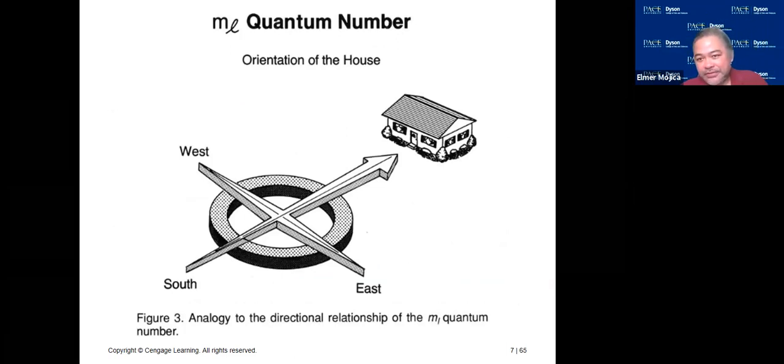In the S, there's only one orientation, right? That's why you only have one orbital. But in the P, there are 3 orientations. How do we know that orientation in terms of M sub L value? There's a negative 1, a 0, and a positive 1 value. So each of those values has their respective orientation. That's what it means.